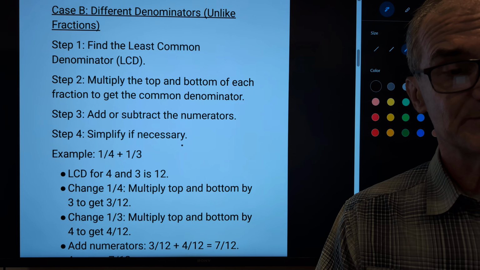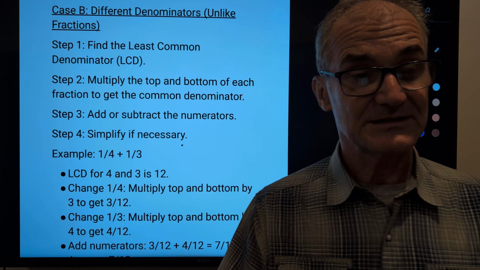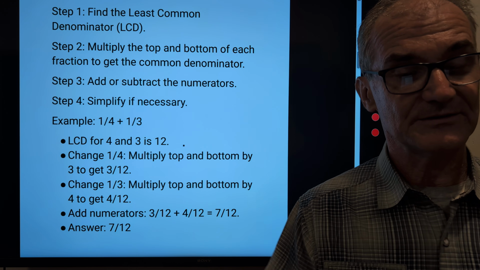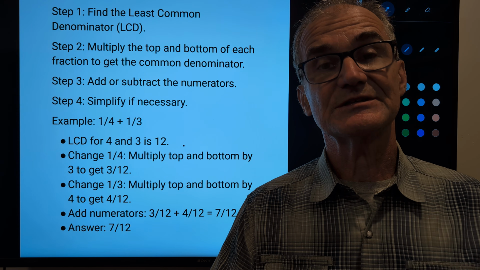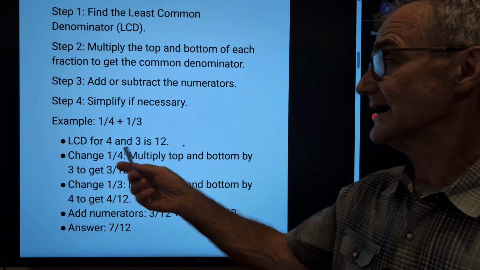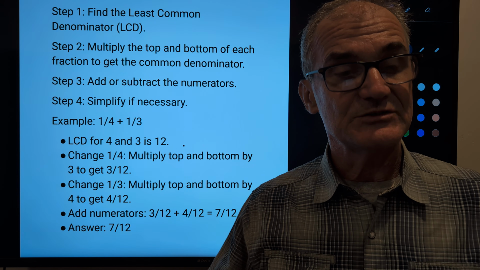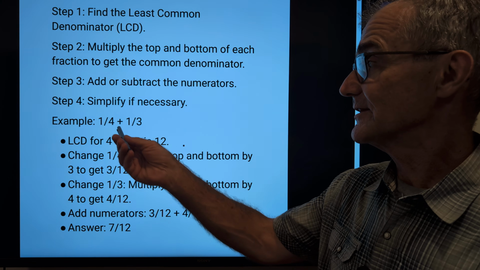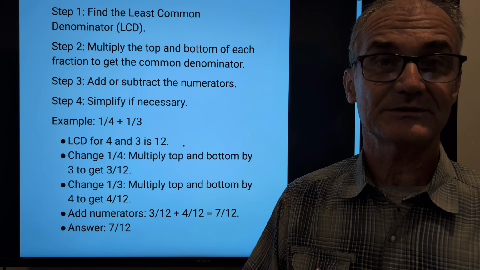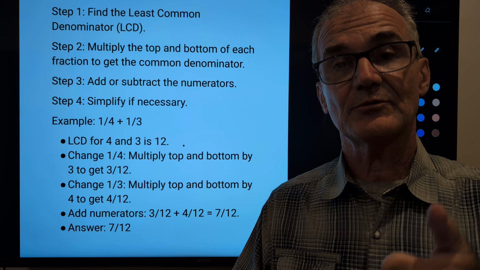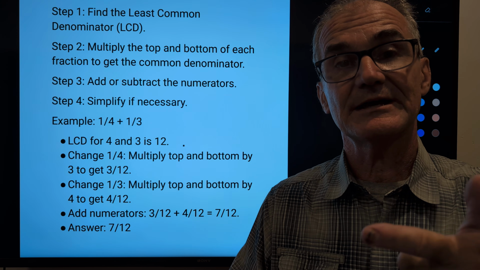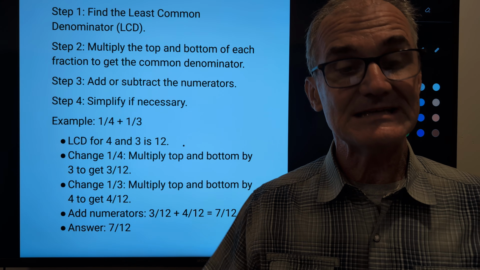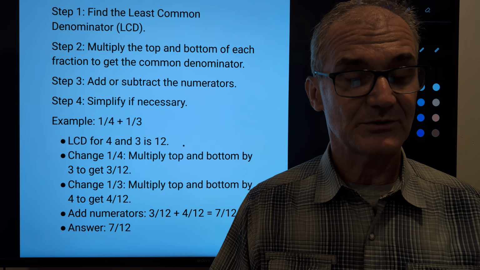Now let's look at case B, different denominators. This is called unlike fractions when they have different denominators. Okay, so the first thing you have to do before you could add 1/4 and 1/3 is you have to find the least common denominator. So I am looking for a number that the 4 will go into and the 3 will go into. Well, 4 will go into 4, 4 will go into 8, 3 won't go into 4 or 8, 4 will go into 12, 3 will go into 12 as well. So the least common denominator is going to be 12.